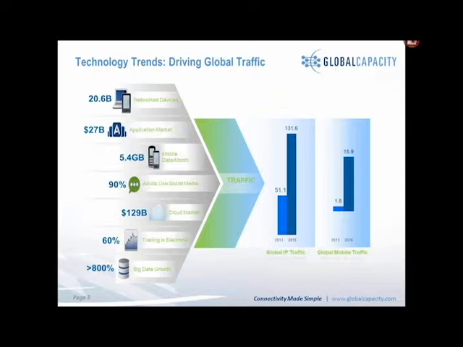All of this is driving up mobile IP traffic. It's driving up global IP traffic. It's driving and growing the amount of bandwidth that's needed and adding an amount of complexity into the network designer and IT manager today.